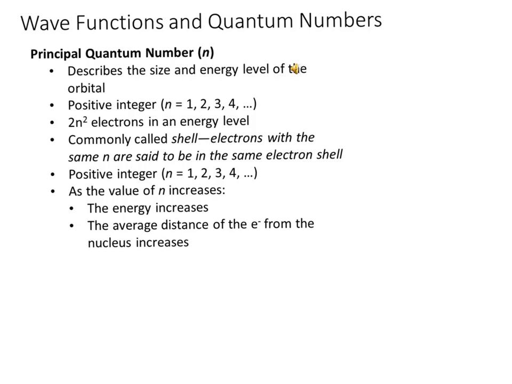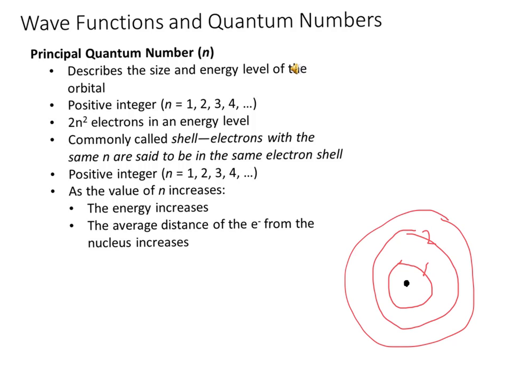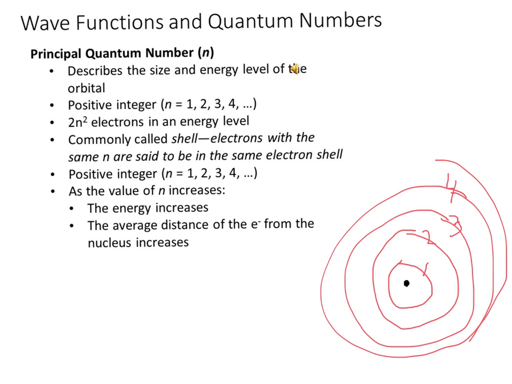The principal quantum number describes the size of an orbital. If you think about your atom, and we apply the Bohr model, so to speak, to our quantum mechanical concept here, we already know you've got your first energy level, your second energy level, your third energy level. See, I told you I can't make threes. Your fourth energy level, and your fifth energy level.